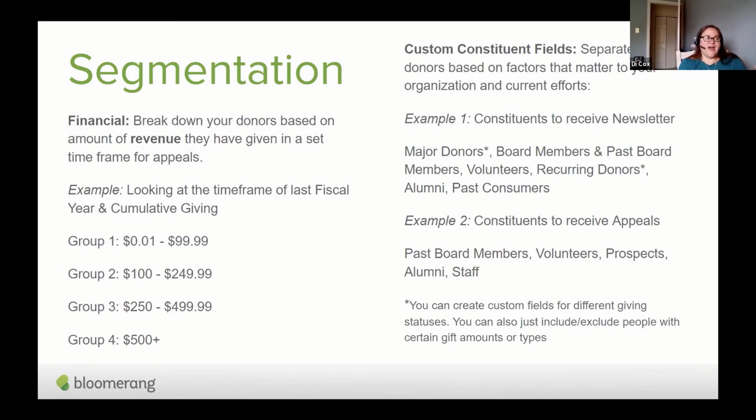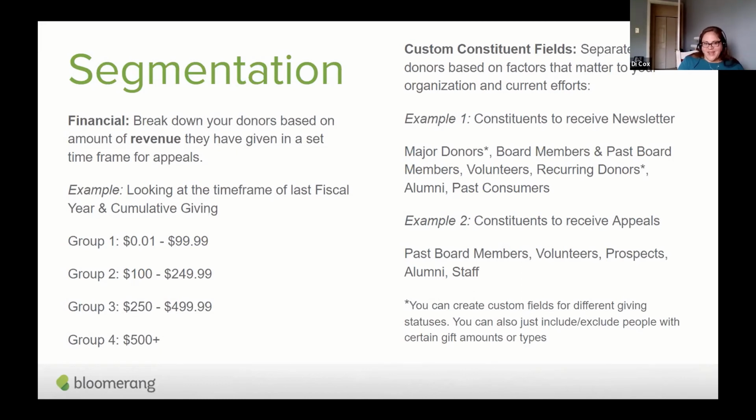On the right here, we have custom constituent fields. I wanted to show you a couple of ways to break this out. So example 1 is constituents who are going to receive your newsletter. So we have major donors, board members and past board members, volunteers, recurring donors, alumni, past consumers. And then example 2, these are the people that I want to receive my appeals. Note that we have past board members. They're on both lists, volunteers on both lists, prospects, alumni, staff.